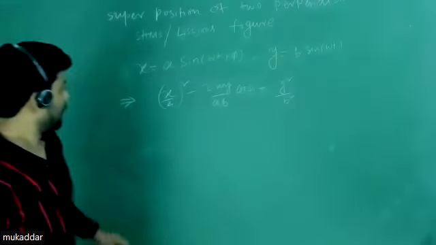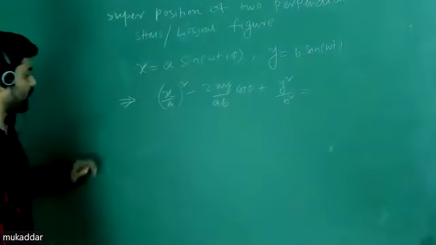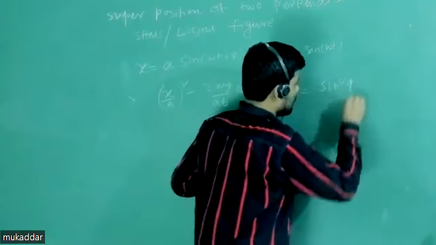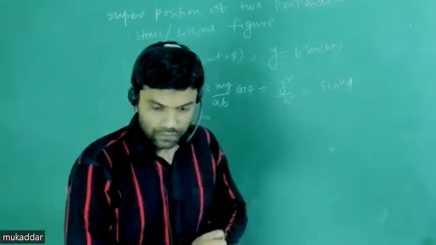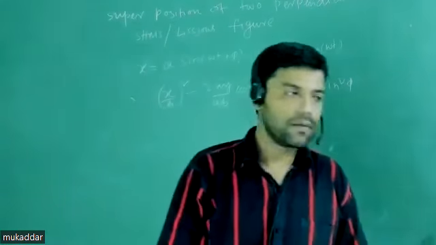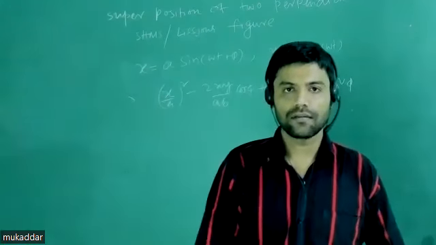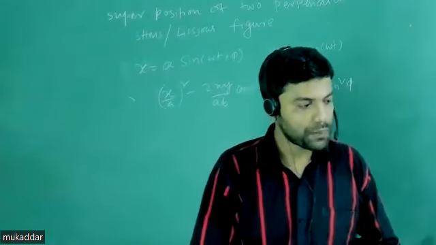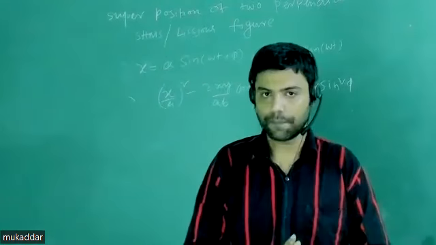Okay, so you have this kind of trajectory that the particle will follow, with this kind of equation, right? So you have x square by A square, then 2xy by AB cosine phi, plus y square by B square, and on the right hand side you have sine square phi. The trajectory followed depends upon various things: the phase difference, the amplitudes A and B, and also the frequency ratio. It depends on all these things, okay?